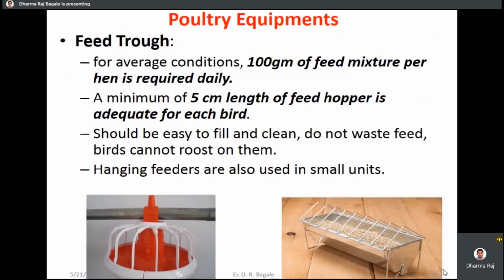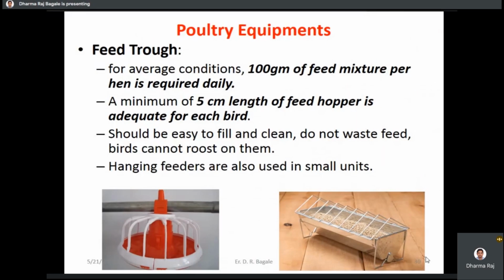Adequate, consider adequate. Then equipment for poultry, one of them is feed trough. 100 gram of feed mixture per hen is required daily. For that purpose, 5 centimeter length of feed hopper is adequate for each bird.